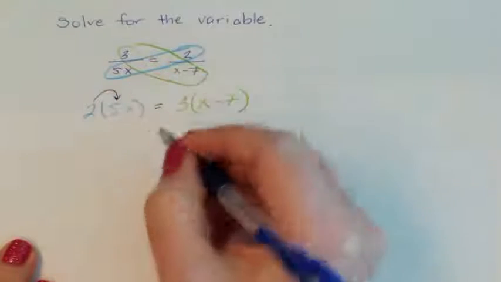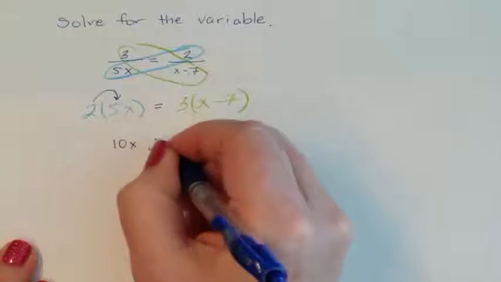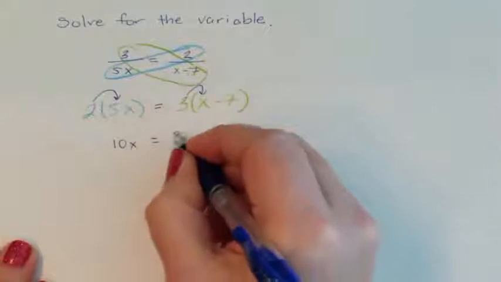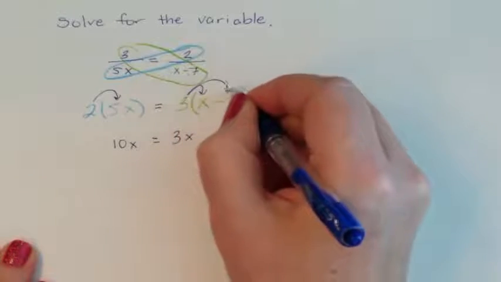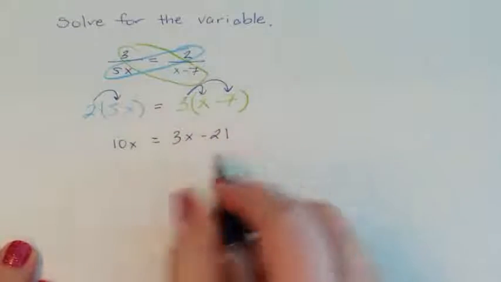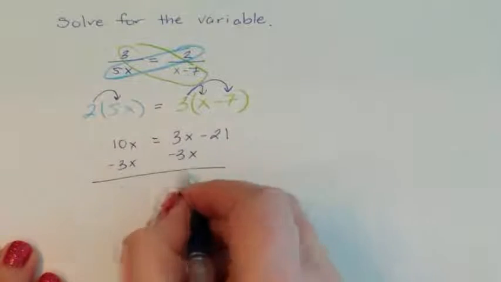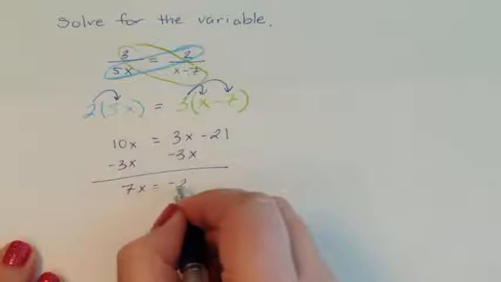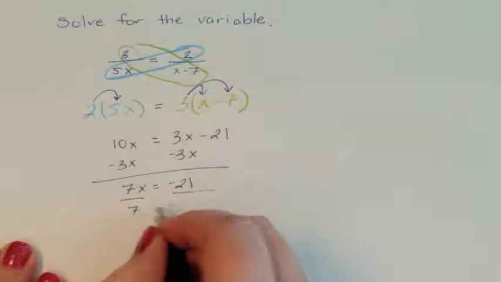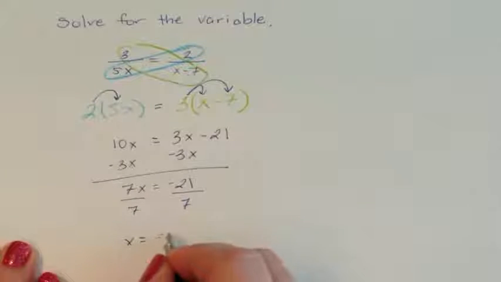So 2 times a 5x is a 10x, equaling 3 times x is a 3x. 3 times a negative 7 is a negative 21. And now I'm just going to solve for x. So I'm going to subtract 3x from each side. I have 7x equaling a negative 21. Divide both sides by 7. X ends up being a negative 3.